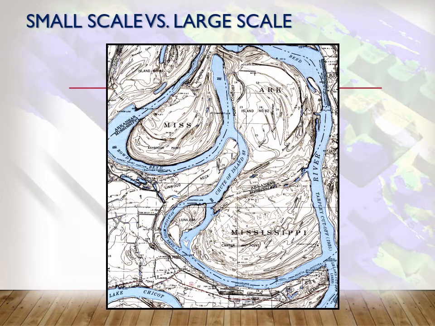You can think of small scale, little detail. On the other hand, if we're zoomed in a lot, then we have large scale, a lot of detail. And instead of rivers being represented by lines, in this case, rivers are actually being represented by polygons, just because we're zoomed in enough to be able to do that.